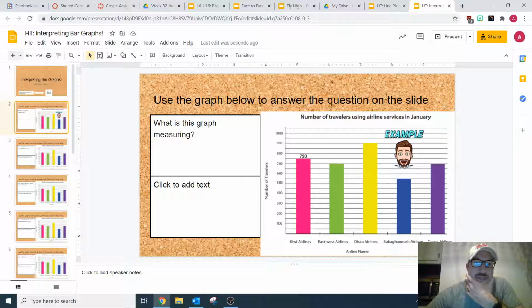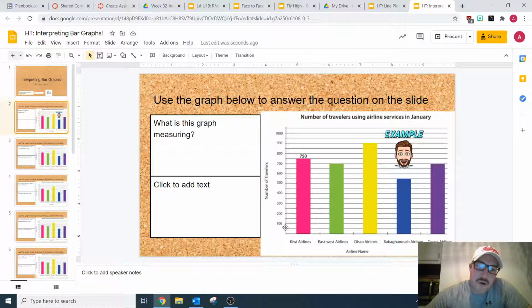So this first question, what is this graph measuring? This graph is measuring some sort of data, and we can look at this. We've got a whole bunch of labels here, like our airline name is our x-axis. So along the bottom, we have all these different airline names: Kiwi Airlines, East West Airlines, Disco Airlines, and so on. On the y-axis, the up and down, the left side, it says number of travelers.